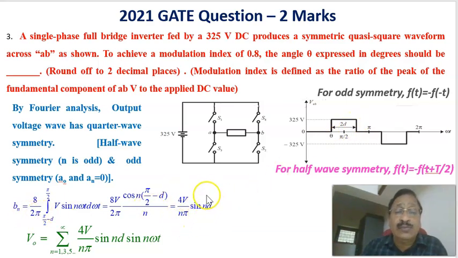Therefore to find the fundamental, n is substituted as 1. The Fourier series for the output is V0 equal to sigma n equal to 1, 3, 5, 7, etc. up to infinity of 4V by n pi sin nd, which is Bn, into sin n omega t. Therefore, this is the equation for this waveform.